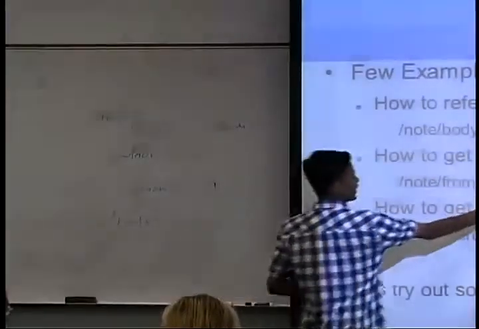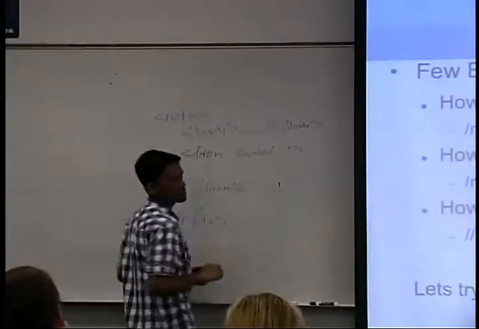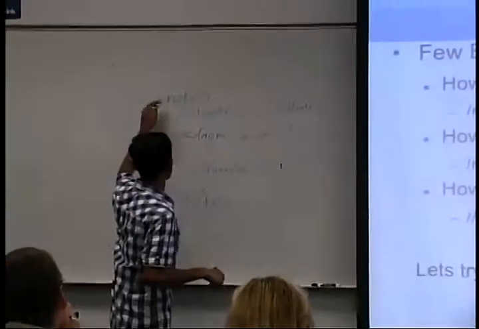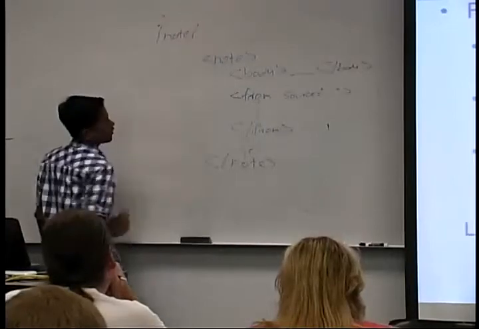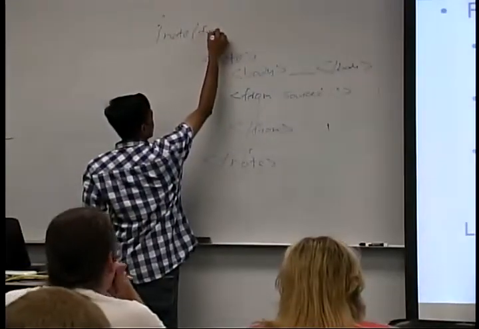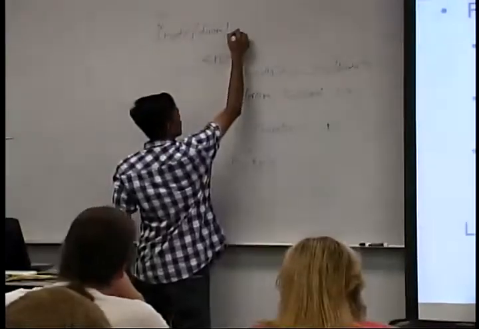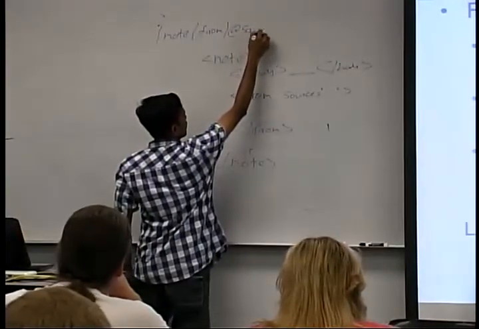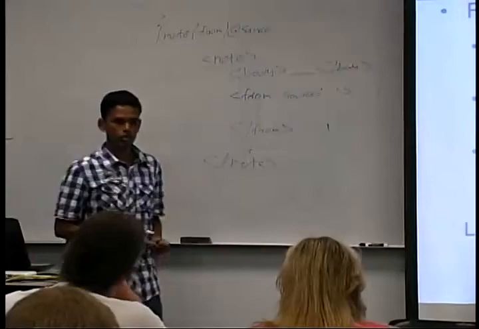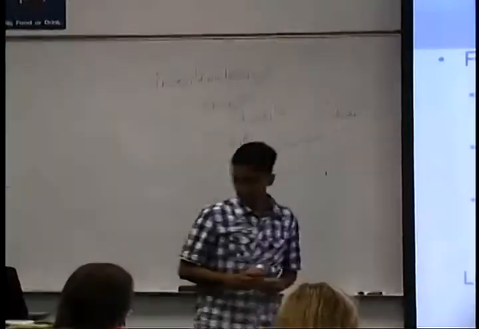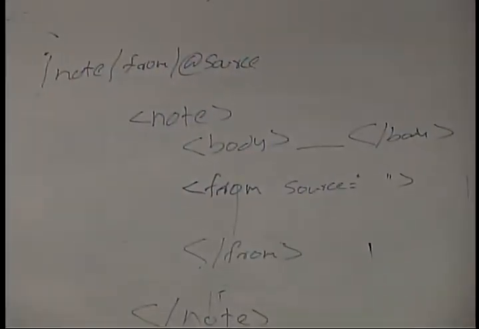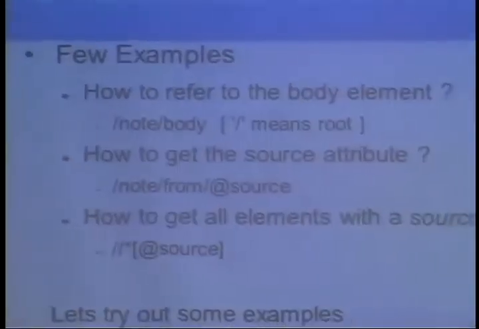If you want to get the attributes, since from has an attribute called source, I can write node, inside node I have from, inside from I know that I have an attribute for source. So likewise, I can get things like this. So let's go through some concrete examples. I'm referring to examples from W3Schools.